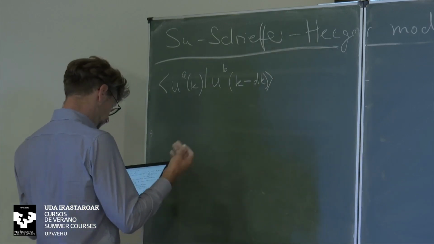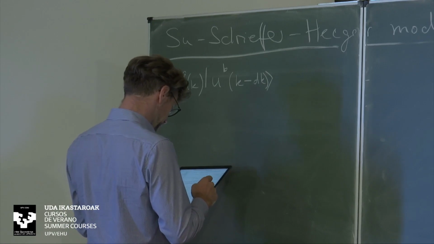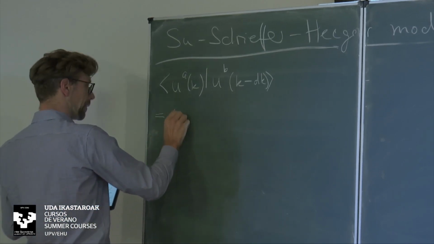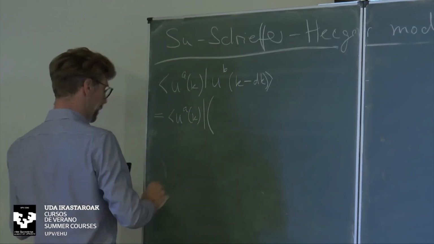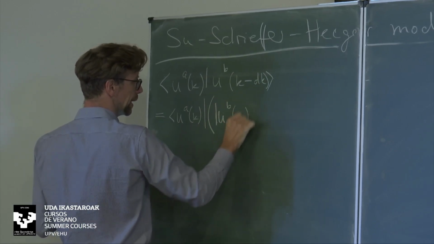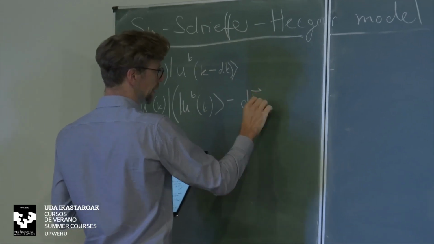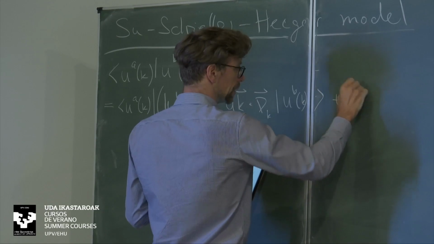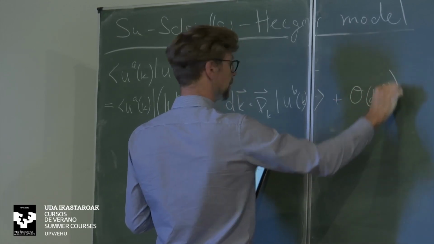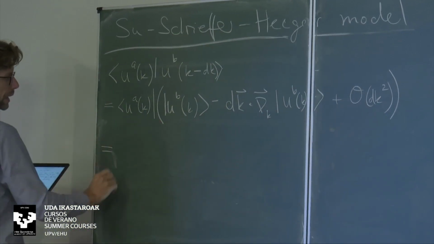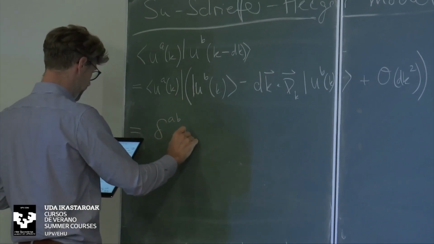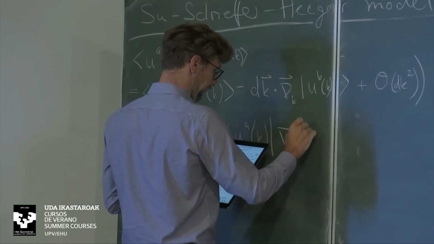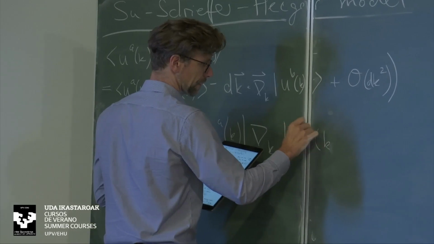But now, of course, there's a priori no relation between the Bloch states at momentum k and another momentum. But of course, we can approximate this by a Taylor expansion and write u_B as u_B of k minus dk, let's say we write in 3D gradient, u_B of k plus order dk squared. Okay, stuff like that. And now we can use the orthogonality relation between these A and B. So it's delta_AB minus dk times u_A of k, u_B of k.